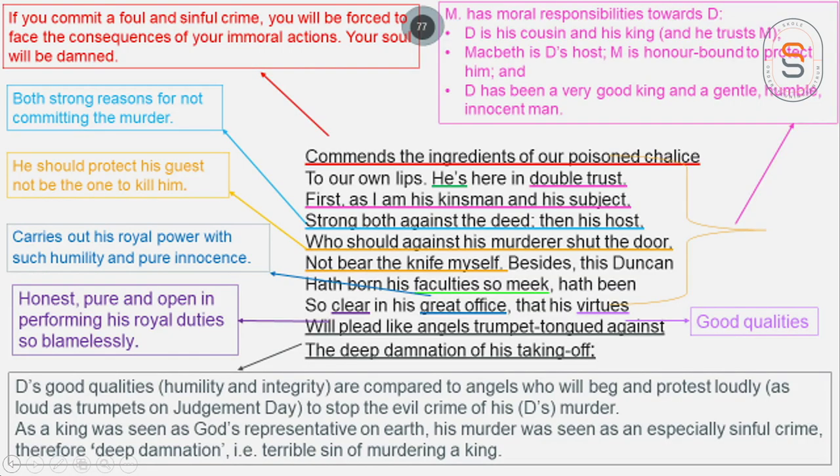Right, this is just where Macbeth is giving the reasons why he should not kill Duncan. He says he's here in double trust. First, as I am his kinsman and his subject, I'm his cousin and his king. He's my cousin and my king, he trusts me. Strong both against the deed, then his host, who should against the murder shut the door, not bear the knife himself. So Macbeth is Duncan's host, he is honor bound to protect him.